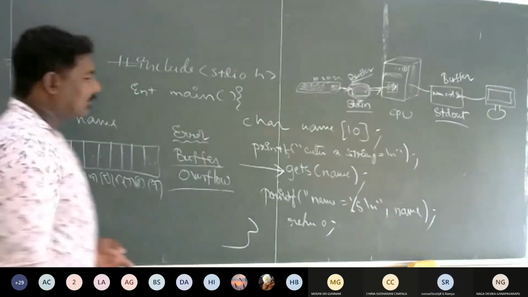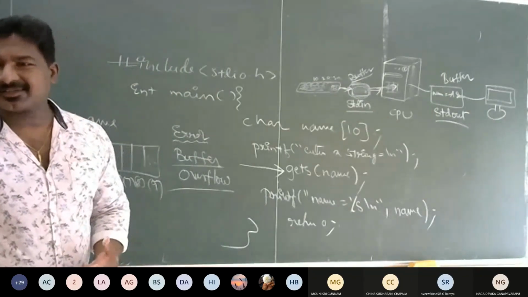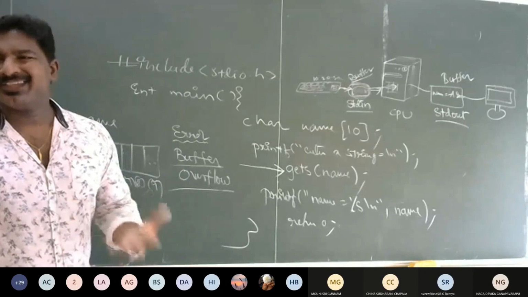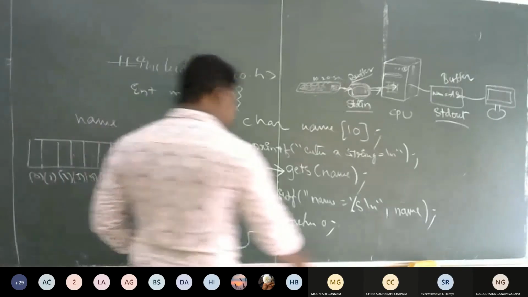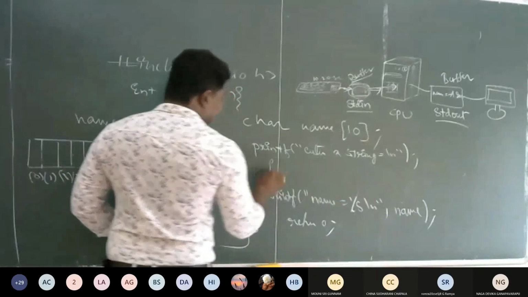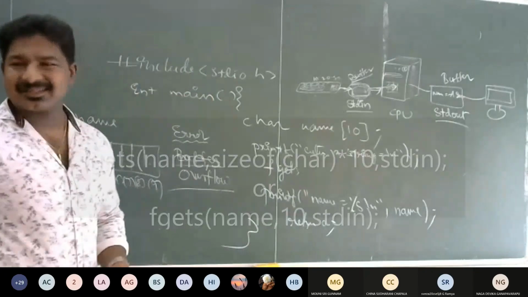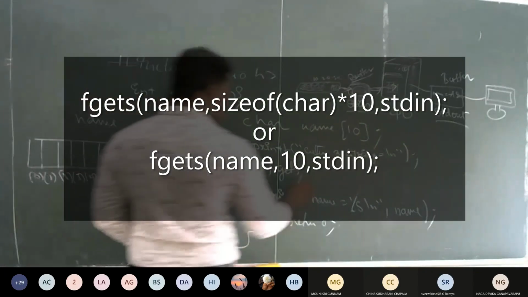Okay, very good. So if this gets is giving you errors or warnings, what is the other option for that? The other option is that they introduced a function called fgets. So what is this fgets?